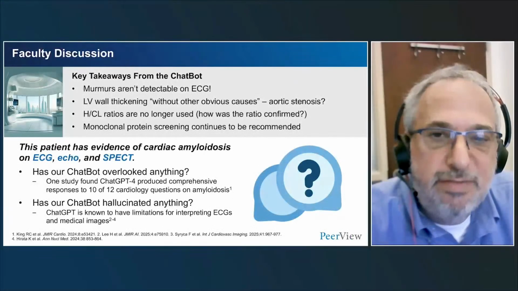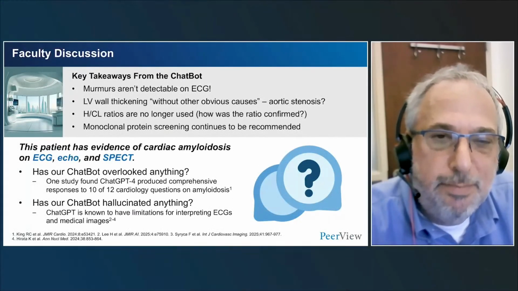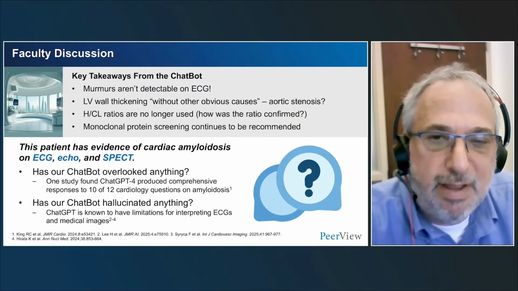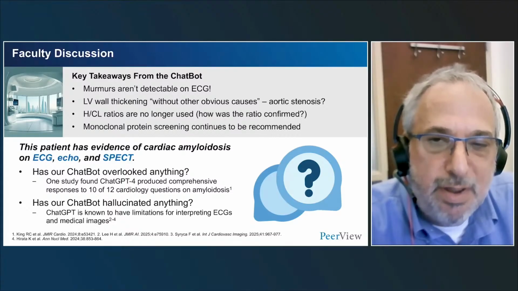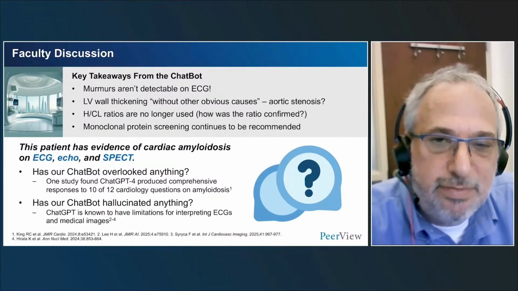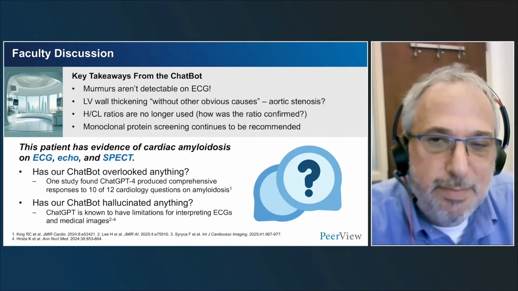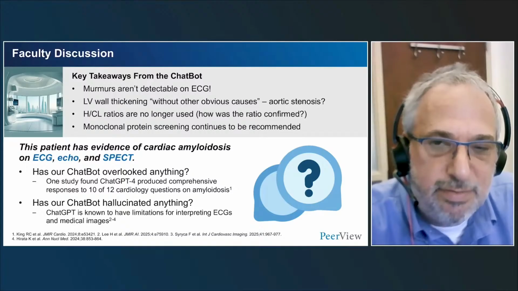So I think the key takeaways from the chatbot interaction here are that, again, murmurs are not detectable on an ECG. You need to use a stethoscope. We have another concomitant cause of an increased wall thickness, aortic stenosis. How much is that contributing? Probably clearly not sufficient to explain the phenotype given the positive PYP scan in the absence of monoclonal proteins. I would note that HCl ratios have fallen out of favor, and we don't really utilize them in any decision making at this point. All they tell you is that there's uptake in the area of the heart, but they don't tell you, again, if it's myocardial or blood pool in nature.